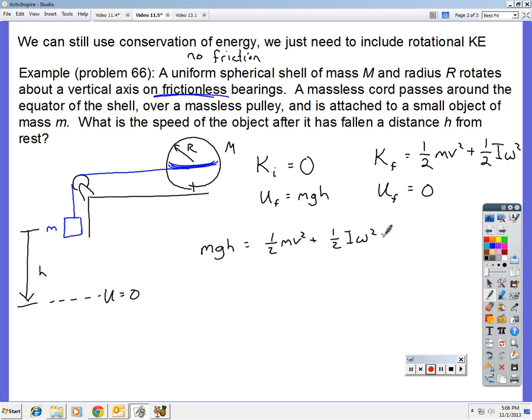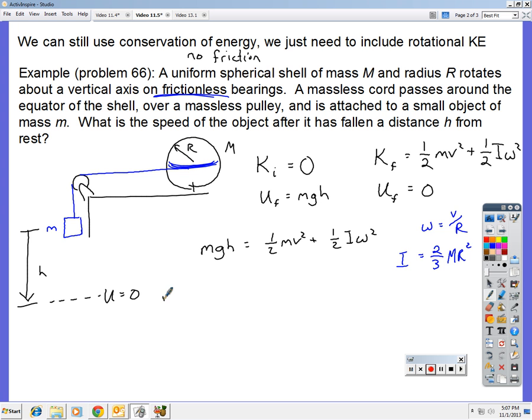But the problem is that we know that omega here is related to v. The larger v is, the larger omega is. Not surprisingly, omega equals v over r. And now the other thing is, the moment of inertia of a hollow sphere, that's one of those shapes where we have a formula for the moment of inertia, and it so happens that it's 2/3 mr squared.